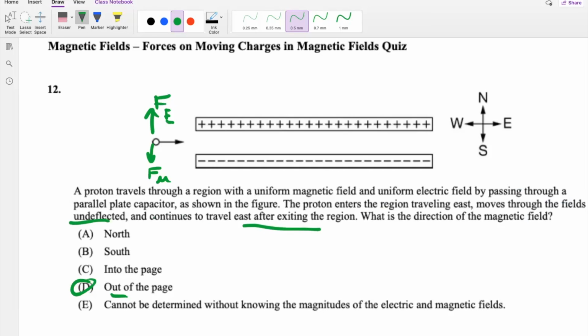My main concern is this part. It continues to travel east after exiting the region. So what the heck is going on here? Because I'm going to assume that when they say passing through a region with a uniform magnetic field and electric field, they mean that the magnetic field is only uniform in this region here. And the magnetic field stops after that region.